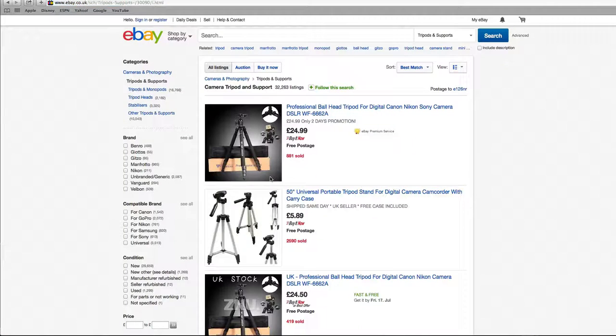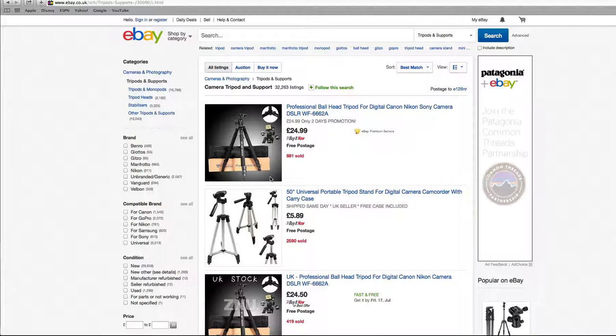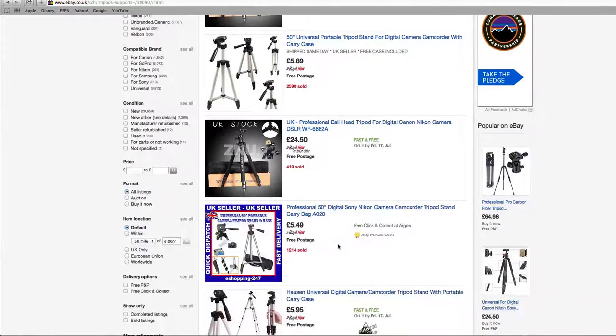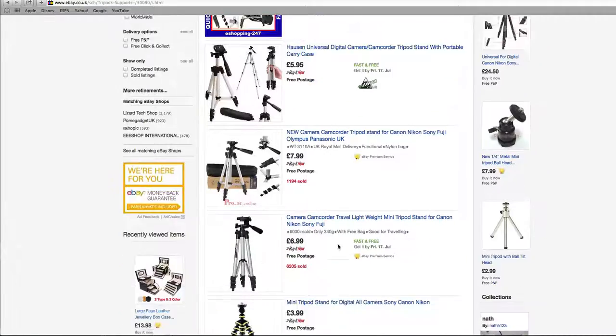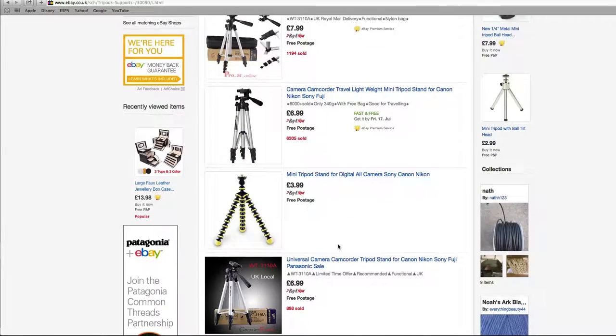So have a look at it, because I'm probably going to be looking around one of these anyway, because I have to do some videos for the group as well. So let's have a quick look. As you can see, cameras and photography would be your top category, and we are in the subcategory, which is tripods and supports. Straight away you can see so many listings have popped up, and look at the different variation in the price as well.